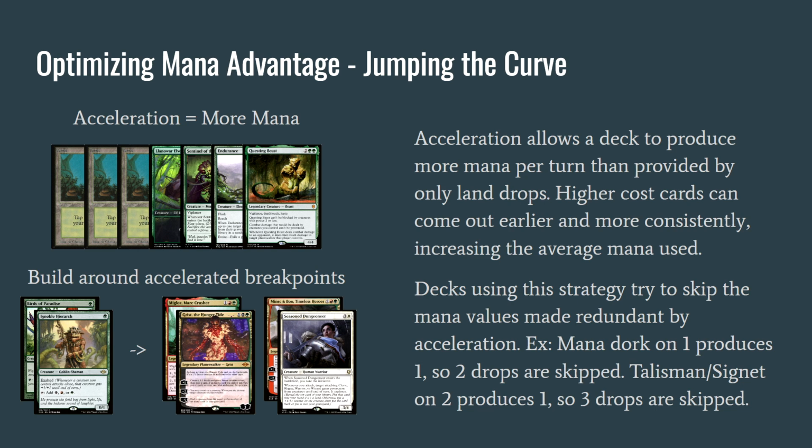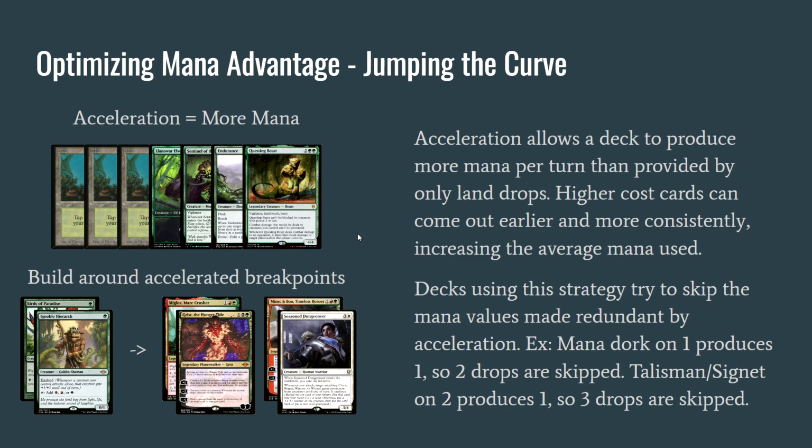That's usually not the case, just because you need to compress your curve enough because of the speed of the format, but it's something to think about. So really, you build around accelerated breakpoints. You say, where's my acceleration on my curve, and what does that jump me to? I want to emphasize that part of my curve instead of focusing on 1, 2, 3, 4, a perfect curve.